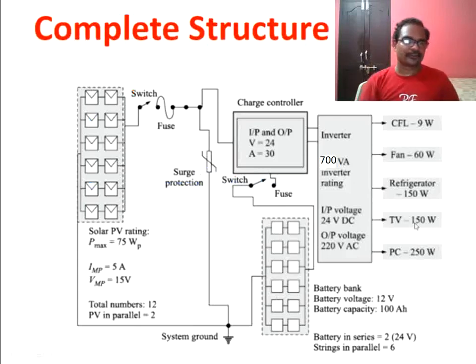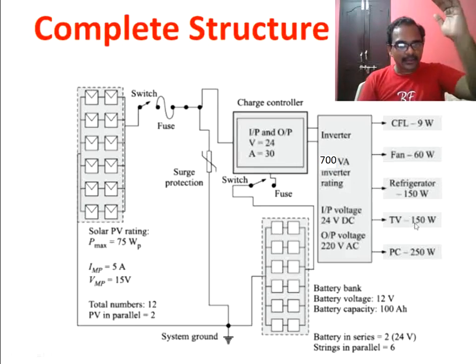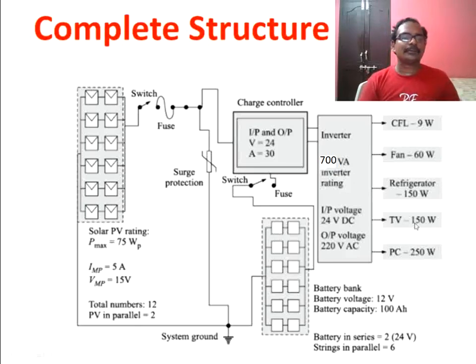Now the complete structure. As I told you, we have a solar PV array which consists of 6 strings and each string consists of 2 modules in series. The power rating of each module is 15 volts and 5 amperes, and thereby the maximum power from a single module is 75 watt peak. How many panels are there? 12 panels. So you will get the required power from the solar panel.